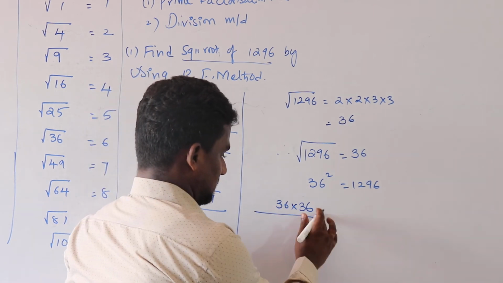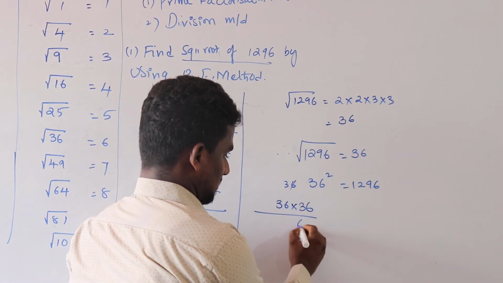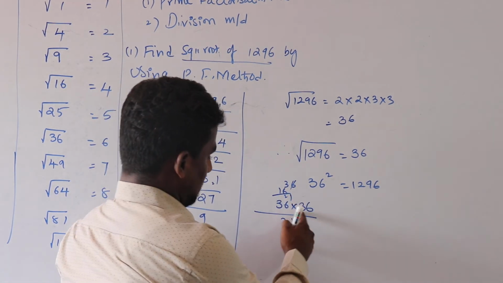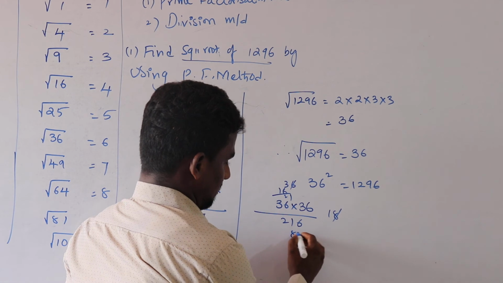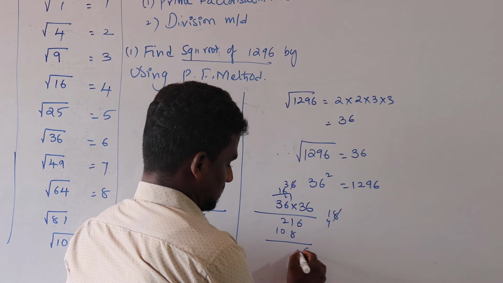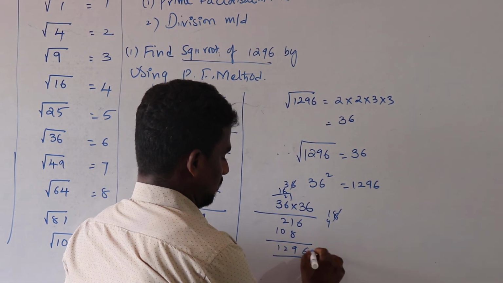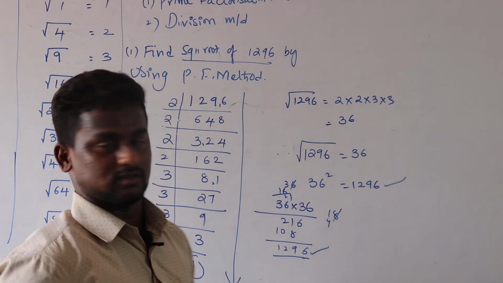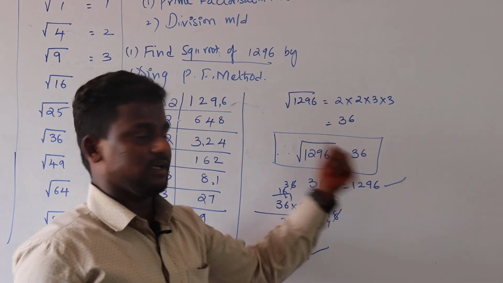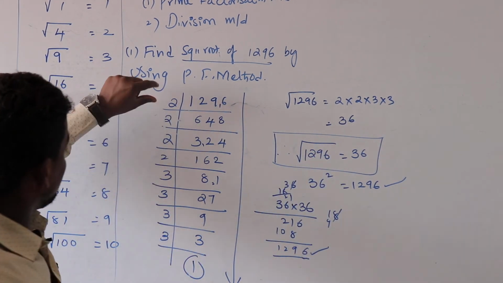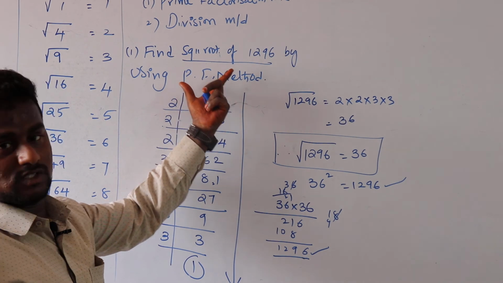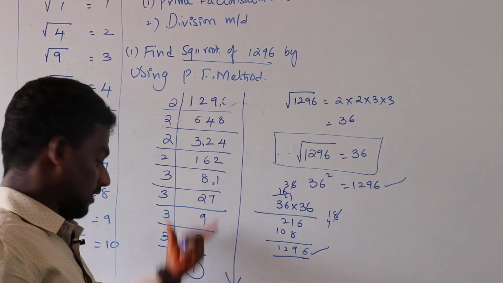6 6s are 36, 6 3s are 18, 18 plus 3 is 21. Then 3 6s are 18, 3 3s are 9, 9 plus 1 is 10. Adding gives 1296. So this is the correct answer. So the square root of 1296 is 36. Like this we get the square root of 1296 by using the prime factorization method.